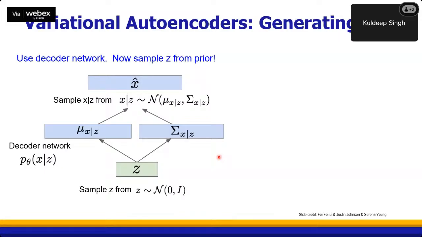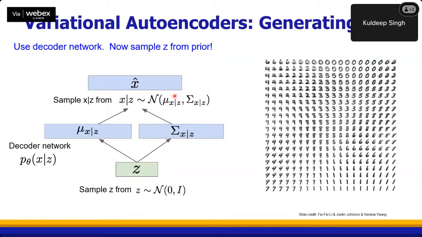Now, how are we going to use it? So basically, you can sample this latent representation Z from the distribution and feed it to the decoder network. Decoder network is defined by these means and covariances. Sample this X given Z from this distribution, which was approximated earlier. I have shown you that kind of demonstration.